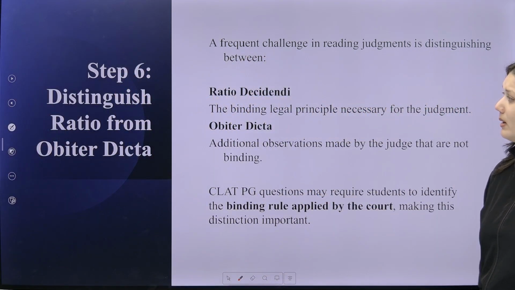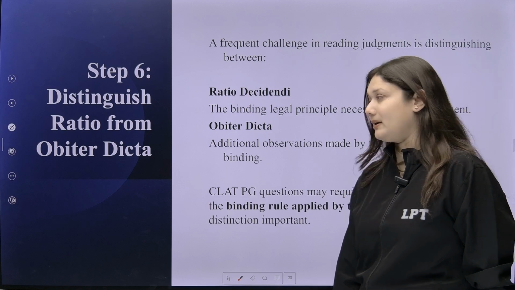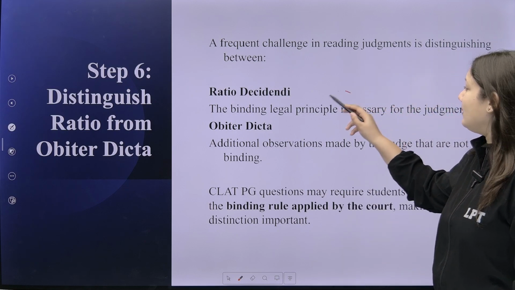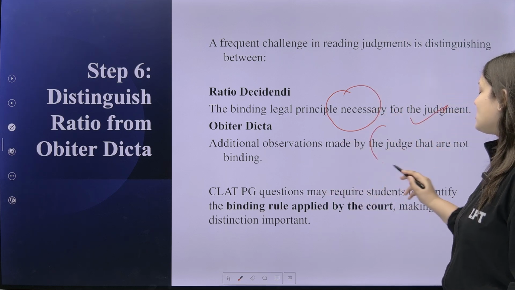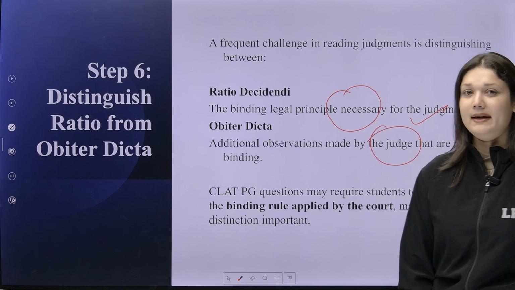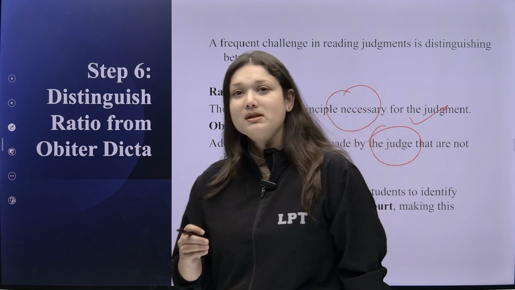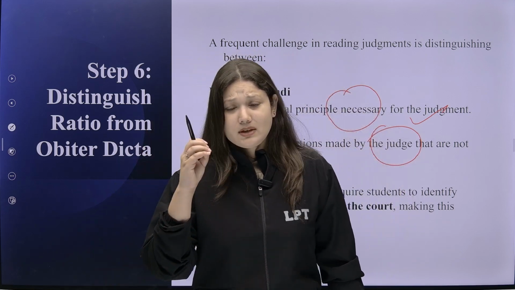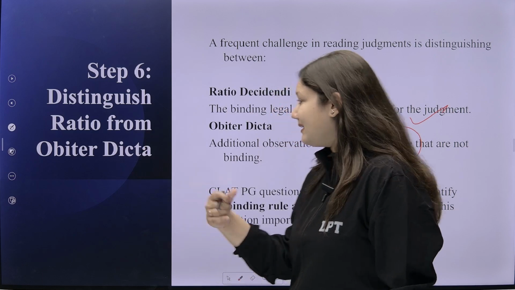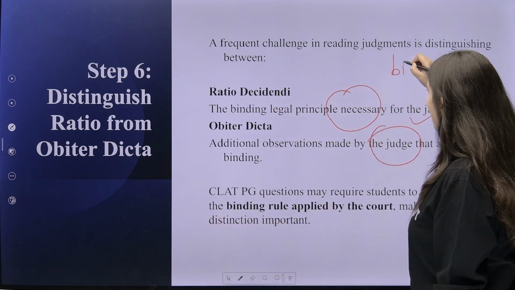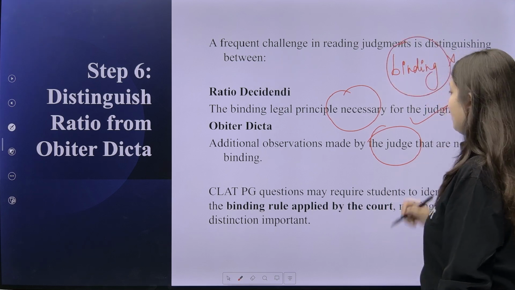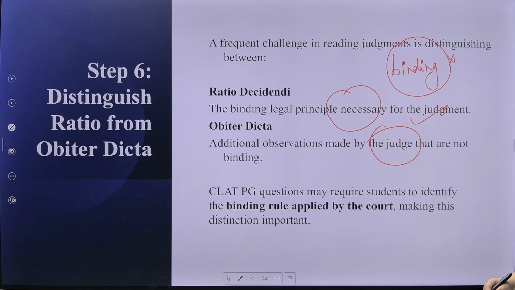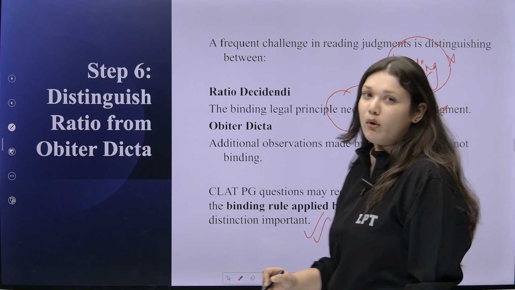Then coming to the 6th one, distinguish ratio from obiter dicta. As I already mentioned, the ratio is the legal principle that is necessary for the judgment. Obiter dicta are the additional observations made by the judges that are not binding, right? Some things are observations that the court tells us, but they are not binding. Observations are only observatory, but they are not binding, right? CLAT PG questions may require students to identify the binding rule applied by the court, making this distinction important.